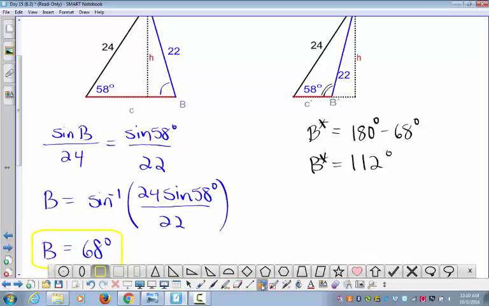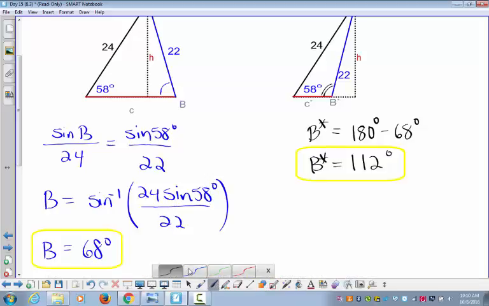Any question lingering on why B and B star are supplements? We're using an isosceles triangle property. If that's angle B, then so is that. That's angle B right there. So those two angles are the same, which makes that angle supplementary. So B star is supplementary to B.